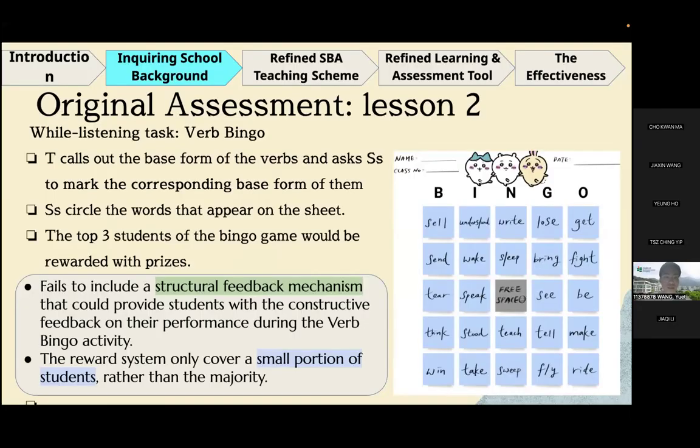Lesson 2, the assessment is a verb bingo, in which the students circle the words that appear on the sheet by listening to the teacher calling out the base form of the verbs. I think the major problem of this assessment is that it fails to include a structural feedback mechanism that could provide students with constructive feedback on their performance during the whole activity. This assessment also has a reward system, but it fails to cover the majority of the class because it only covers the top 3 students.